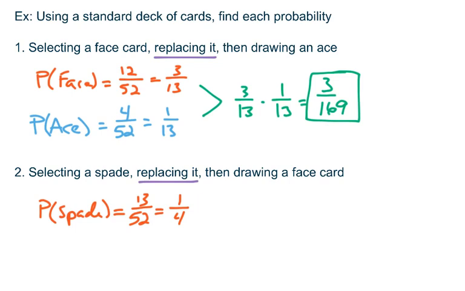We've replaced the card now after we drew that first one. We're going to put it back. Now we're looking for the probability that we draw a face card. We've already done that. We saw that right up there in the first example. So I'm just going to go right to the simplified fraction 3 over 13.